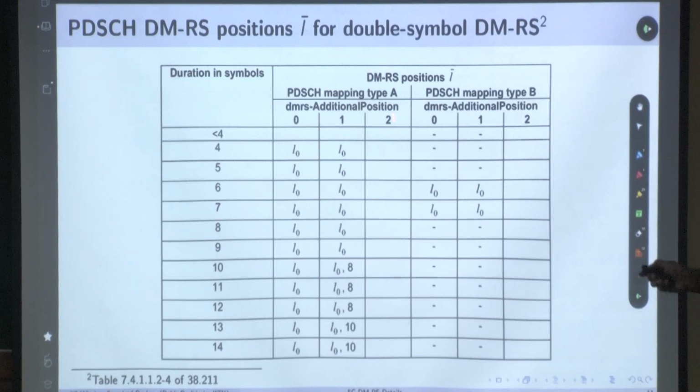Similarly, this was the DMRS position for double symbol, and this was type A, double symbol, and this is where the additional symbol can come. We saw this in detail, though I did not touch upon it yesterday. If the PDSCH duration is 14 symbols and DMRS is double symbol, the first one will come at L0 and the second one will come at the 10th symbol. So this is how these tables are defined, and that's how those figures were created. And similarly, if it is type B and 2 symbol, I cannot see any additional symbol being defined. That's the case we referred to at the end.